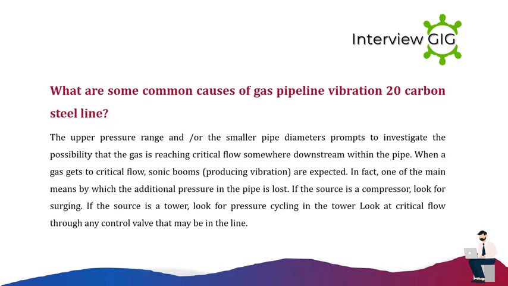What are some common causes of gas pipeline vibration? In a 20 carbon steel line, the upper pressure range or the smaller pipe diameters prompt you to investigate the possibility that the gas is reaching critical flow somewhere downstream within the pipe. When a gas gets to critical flow, sonic booms, producing vibration, are expected. In fact, this is one of the main means by which the additional pressure in the pipe is lost. If the source is a compressor, look for surging. If the source is a tower, look for pressure cycling in the tower. Look at critical flow through any control valve that may be in the line.